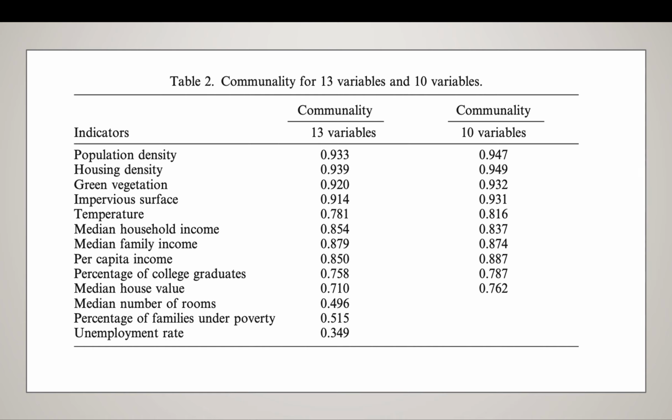And one of them was population density, housing density, green vegetation, impervious surface, temperature, median household income, median family income, per capita income, percentage of college graduates, median house value, median number of rooms, percentage of families under poverty, and unemployment rate.